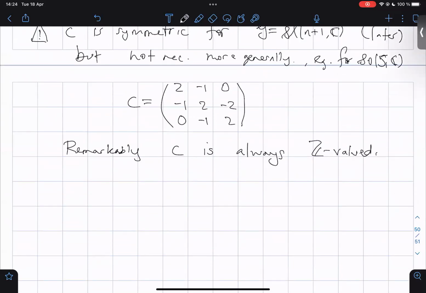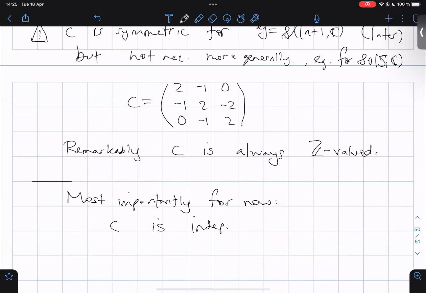For the moment, it's just a definition, okay? This Cartan matrix, we have this inner product on the top, we have this inner product on the bottom, but that definition allows the following observation. So most importantly, for now, C is independent of rescaling this pairing, okay?